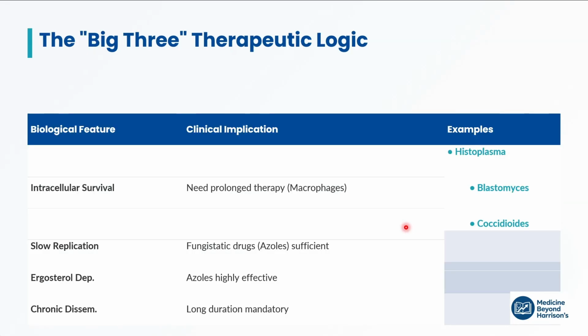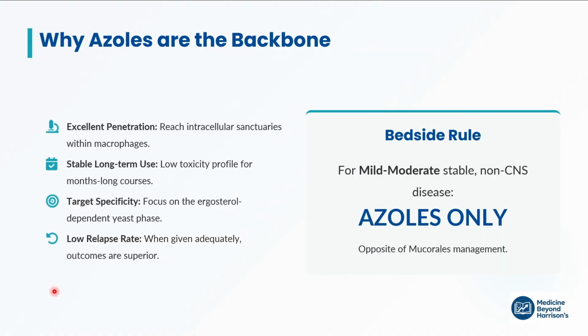The big three biological features: it survives intracellularly inside the macrophages, so it needs prolonged therapy with azoles, and it has slow replication, so fungistatic azoles are very much sufficient. Ergosterol dependence makes azoles highly effective, and because of chronic dissemination, a long duration of therapy is mandatory for these dimorphic organisms. Examples of this group of dimorphic fungi are Histoplasma, Blastomyces, and Coccidioides, as you already know.